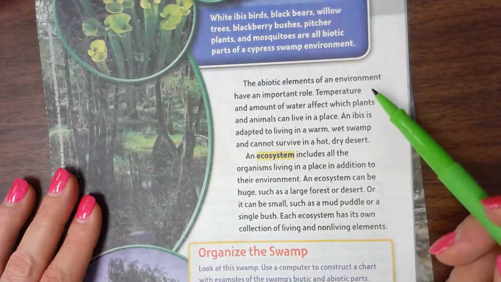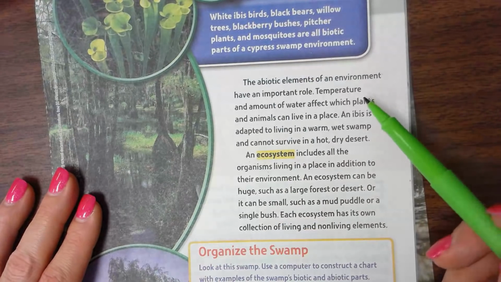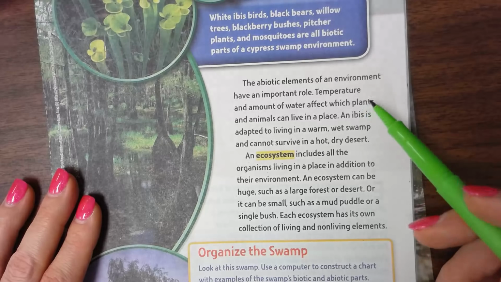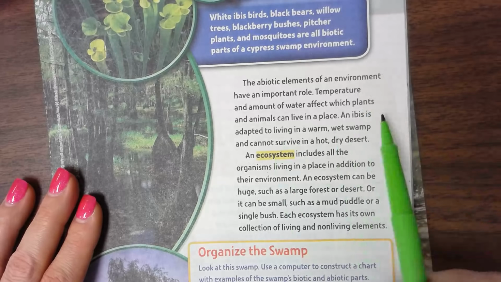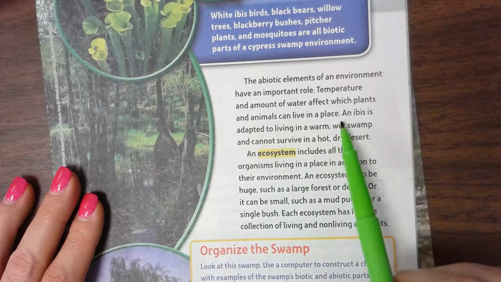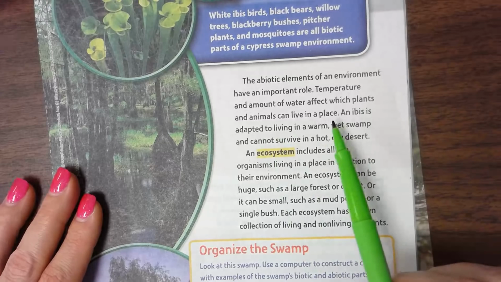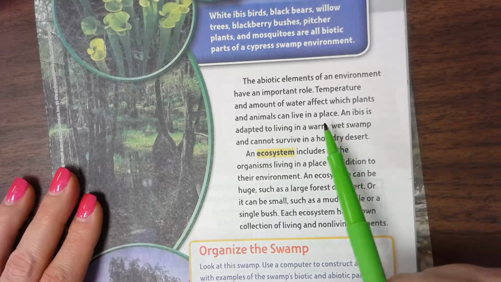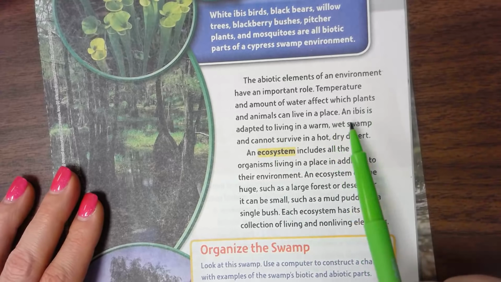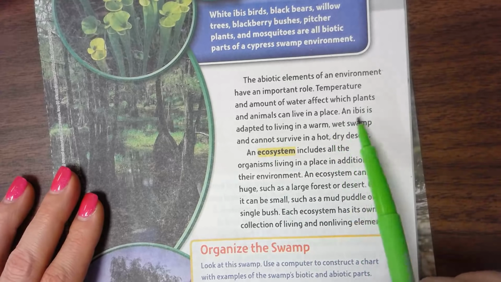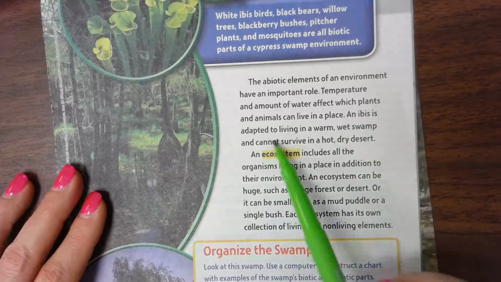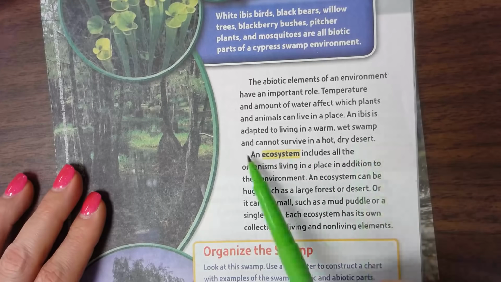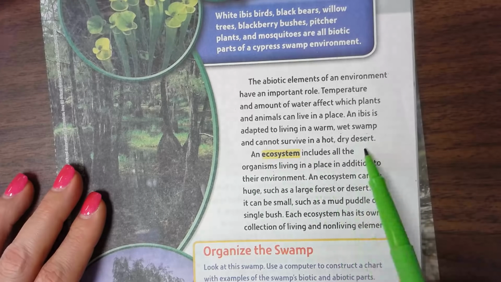The abiotics of an environment have an important role. Temperature and amount of water affect which plants and animals can live in a place. Okay, that makes sense because I can't put a polar bear in the middle of the desert. He'll die. And that word, ibis, is adapted to living in warm, wet swamp and cannot survive in a hot, dry desert.